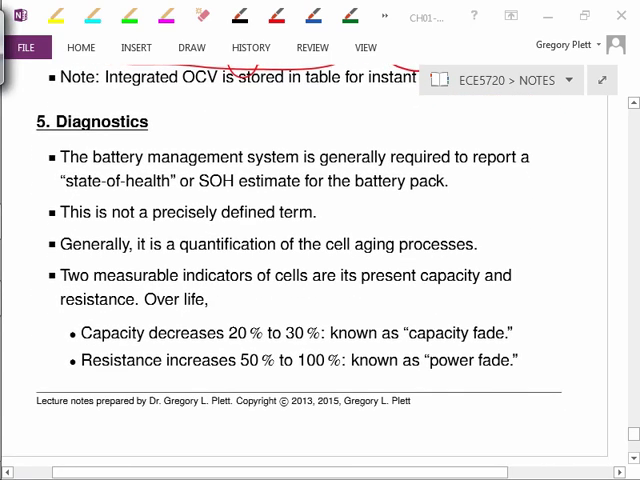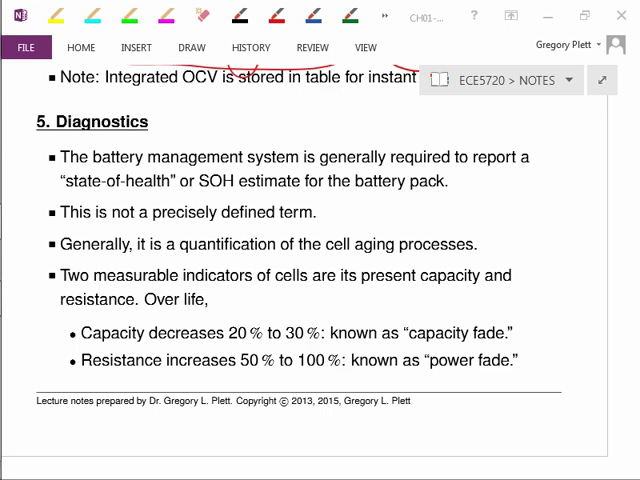Before we end, just a few words on diagnostics. A battery management system is usually required to report something called state of health, or SOH. And we also had to report state of charge. We saw that earlier. State of charge is something physical. I could go all the way down to the electrochemical level and tell you what state of charge meant. But state of health is something that I can't really tell you. It's kind of a vague term. But whenever you're building a battery management system, you have to make a requirement for what it means.